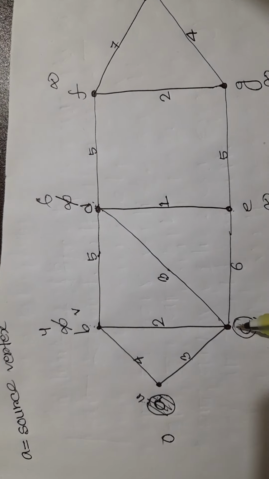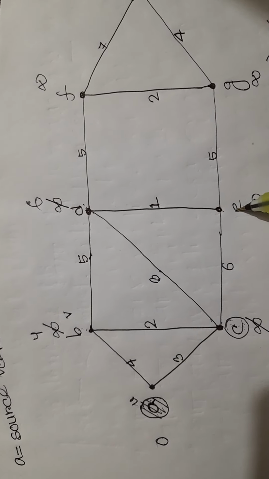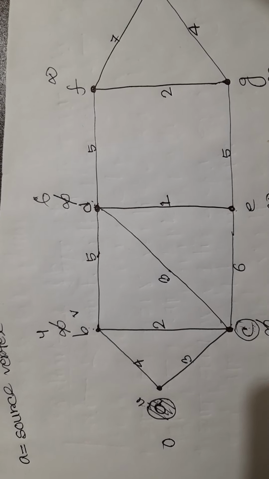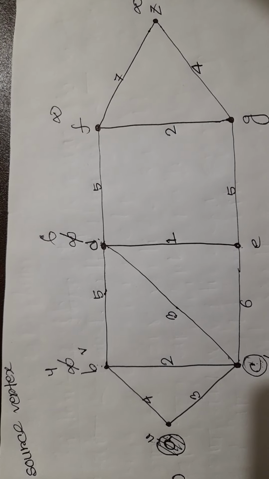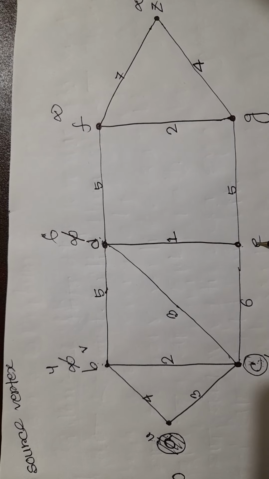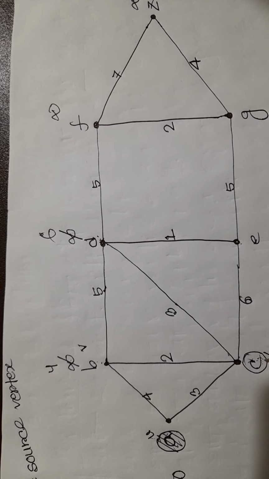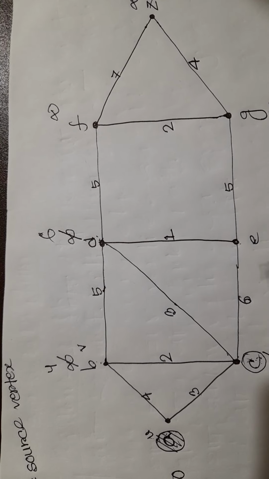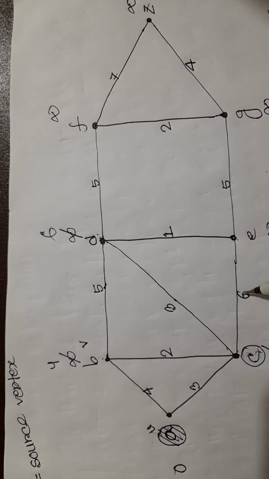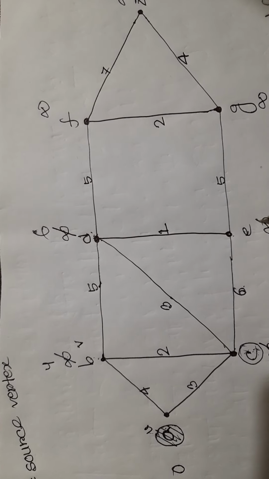Again we can visit C to E. Here the distance of C equals to 3 and the cost of C to E equals to 6. The summation of the distance of C and the cost of CE equals to 3 plus 6 equals to 9, that is less than infinity, so the value is updated.